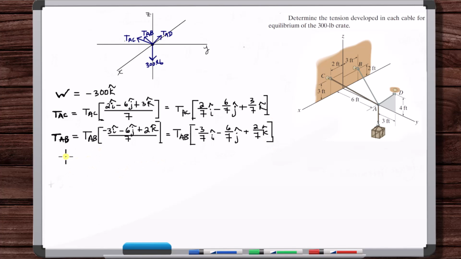Okay, so now let's write out the force vector in cable AD. So the tension in AD, and then we're 0 in the I, plus 3 in the J, plus 4 in the K. Okay, 3 squared is 9, 4 squared is 16, 25, the square root of 25 is 5.